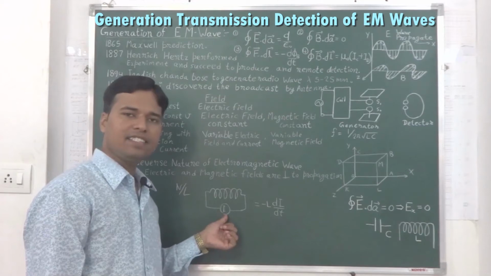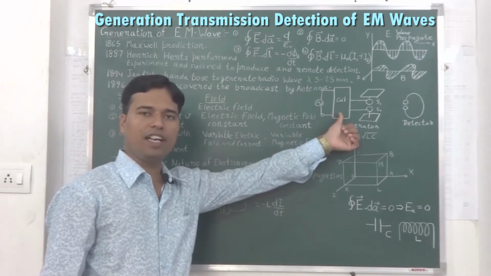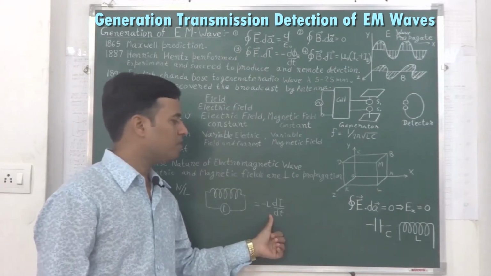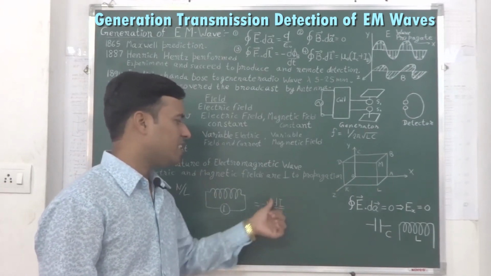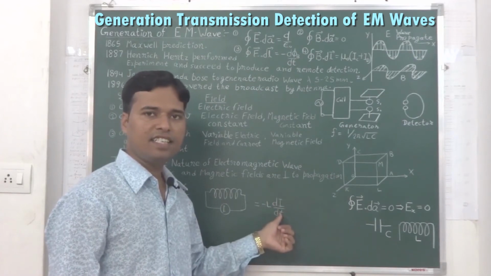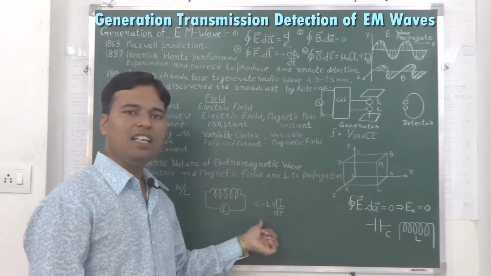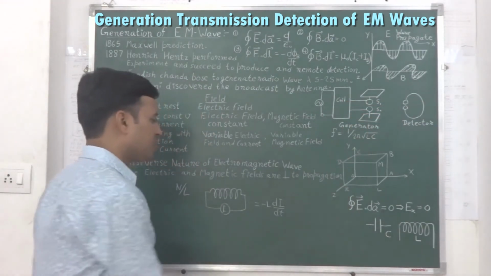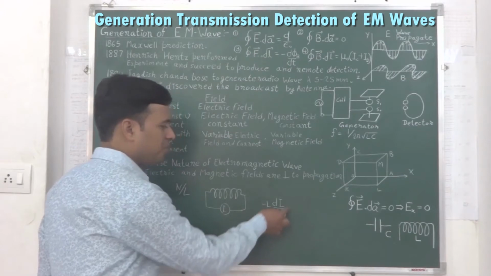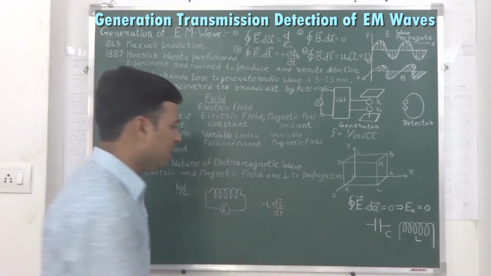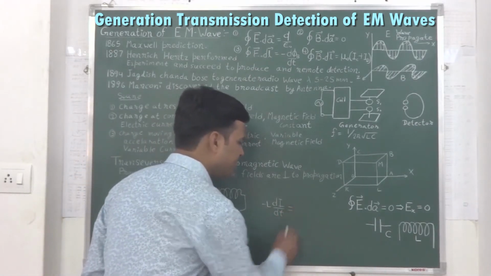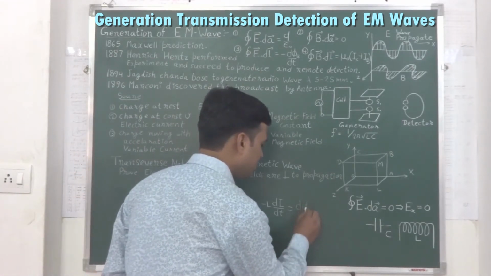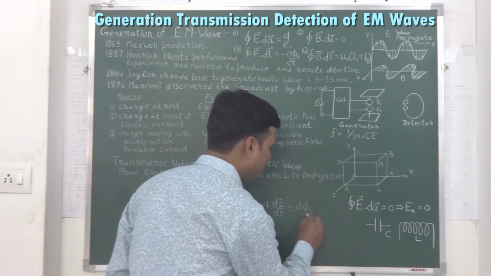If there is an induction coil of large L value, where L is the self-inductance of this coil, then for a small change in current, there will be a large change in the output voltage. So dear students, due to variation in electric field, there will be a large change in the corresponding magnetic field.